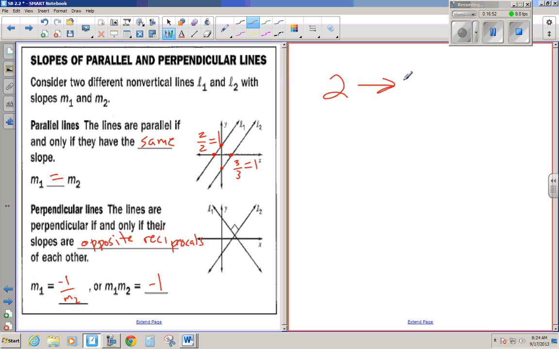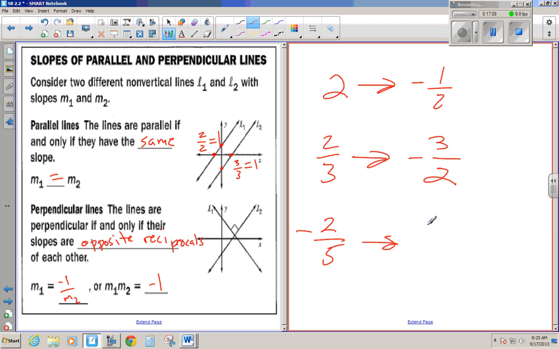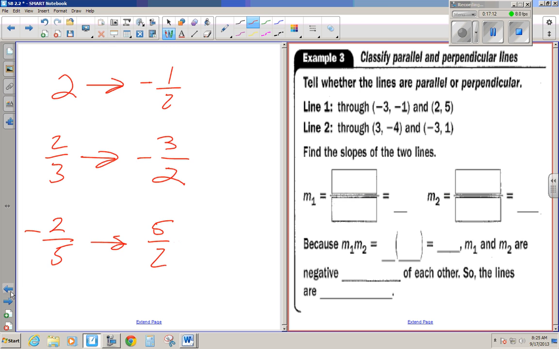2, the opposite reciprocal is negative 1/2. 2/3, the opposite reciprocal is negative 3/2. Negative 2/5, the opposite reciprocal is positive 5/2. So these slopes are all perpendicular to one another.